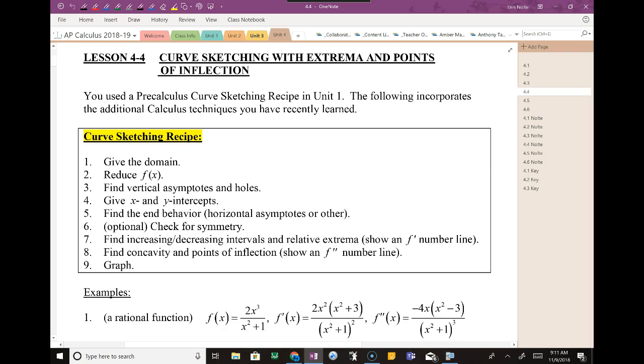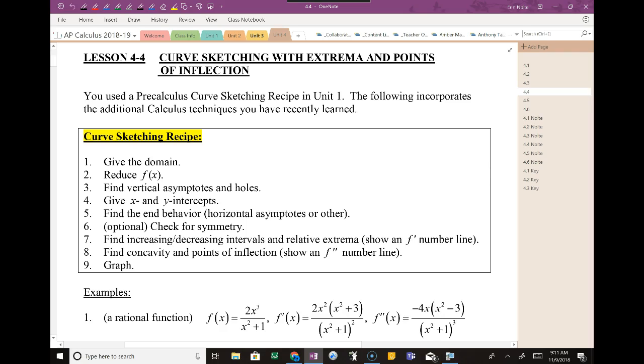Number 4 is finding x and y intercepts. Those are usually very easy points to find, because to find an x-intercept, all you have to do is set the equation equal to 0, and to find the y-intercept, you set x equal to 0. Number 5 is your end behavior, so that's analyzing: is the function bigger on top or bigger on bottom? Where are your horizontal asymptotes?